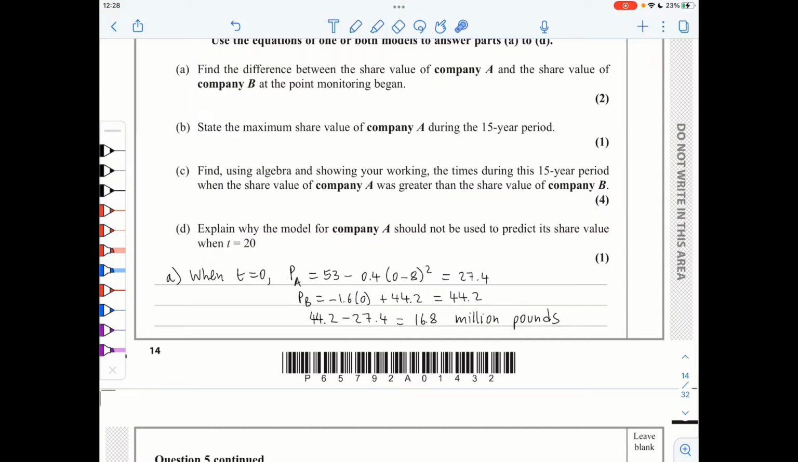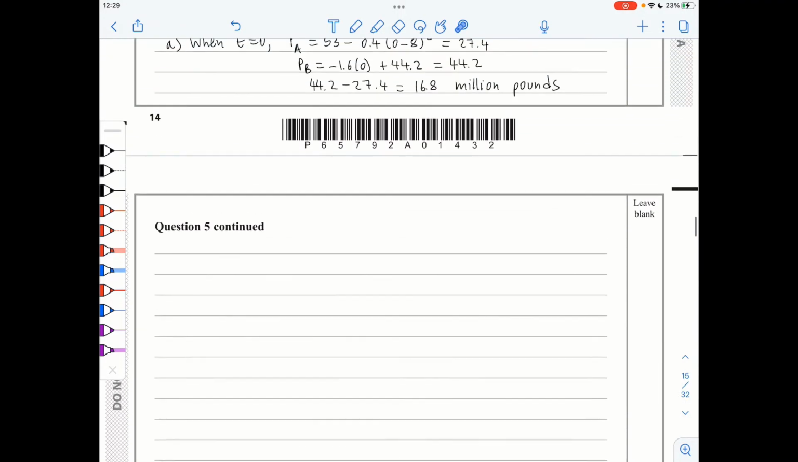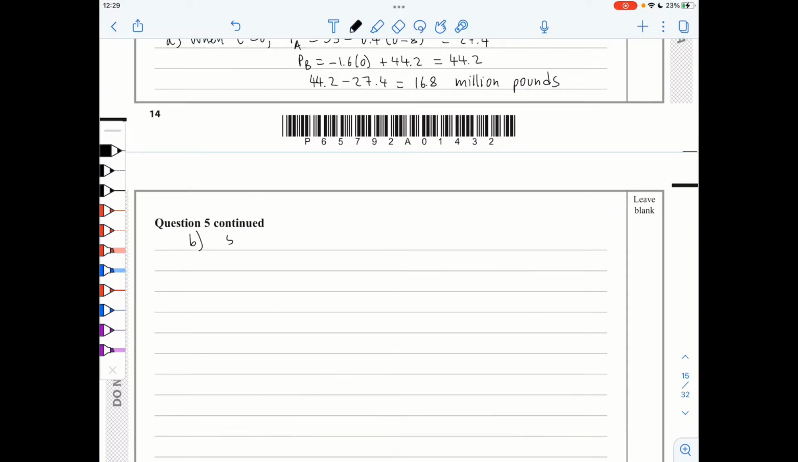We are then being asked to state the maximum share value of company A during the 15-year period. Now the prompt of stating implies that there is not much of a calculation to be carried out. We have been given PA in this form. It will hit a maximum when this is 0. So it will hit a maximum of 53, because we are at 53 take away something square, which is always positive. So the maximum we can be at is 53. So 53 million pounds is the answer to part B.